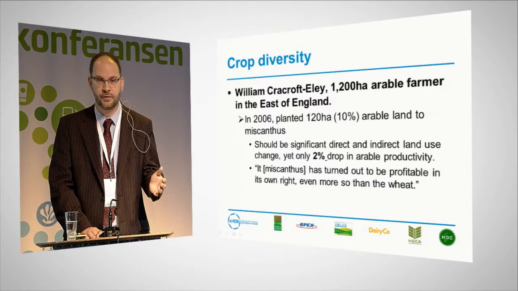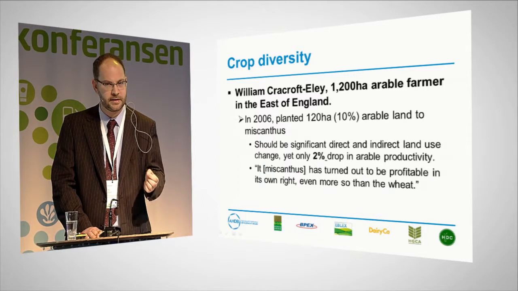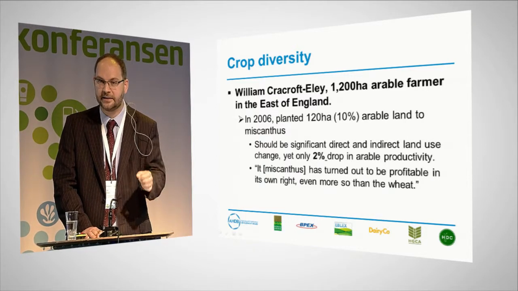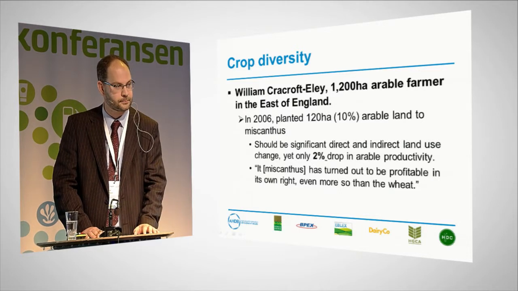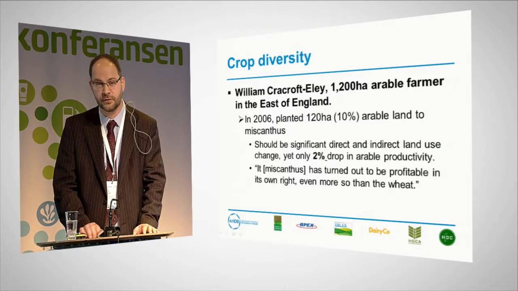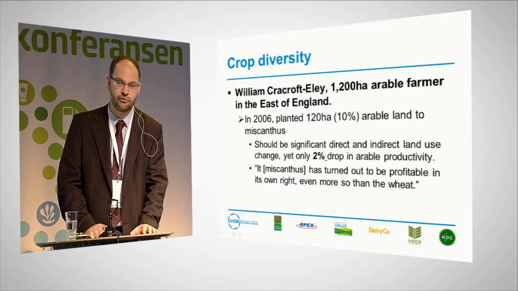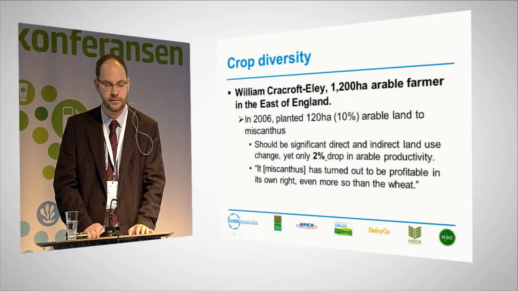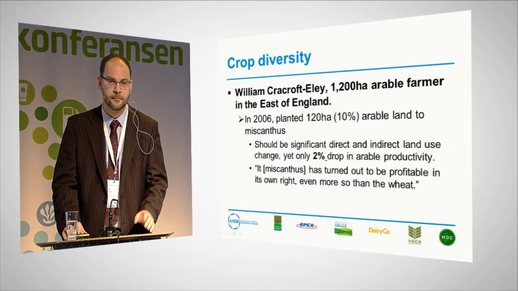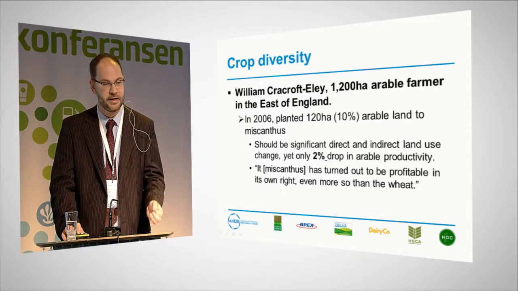Taking out 10% should have huge direct and indirect land use changes. But with only a 2% drop, that's much, much less. And he still had the miscanthus, the energy crop to utilise. What's more, he also had resource use efficiency increases, because he was using his machinery more. He was using his storage more, because you harvest miscanthus at a different time to when you harvest your cereals or oilseeds. This is a good example of indirect land use change mitigation.